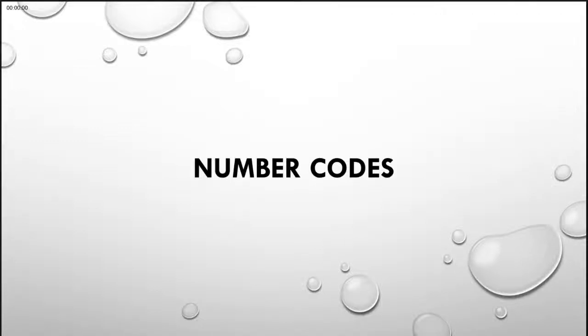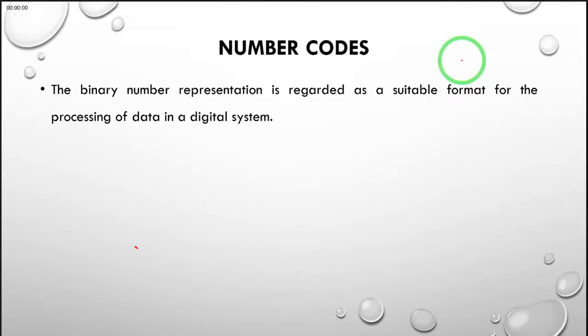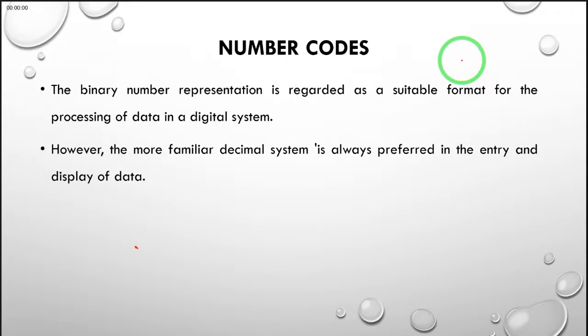Next, we discuss number codes. Number codes are a modification of the usual binary number representation that we have already learned, which is regarded as a suitable format for most digital systems. However, we notice that the more familiar decimal system is the preferred method of entry.